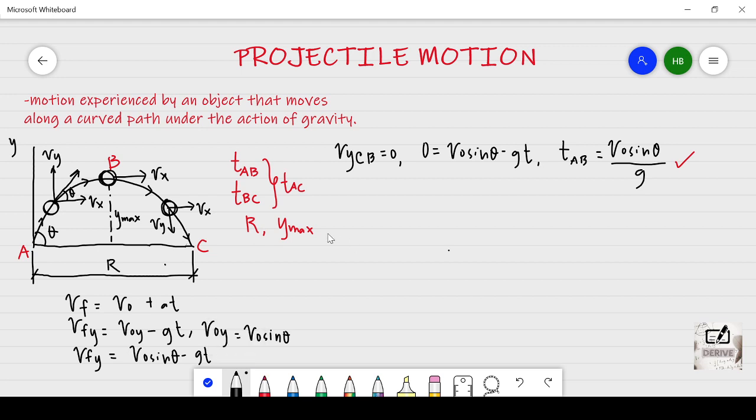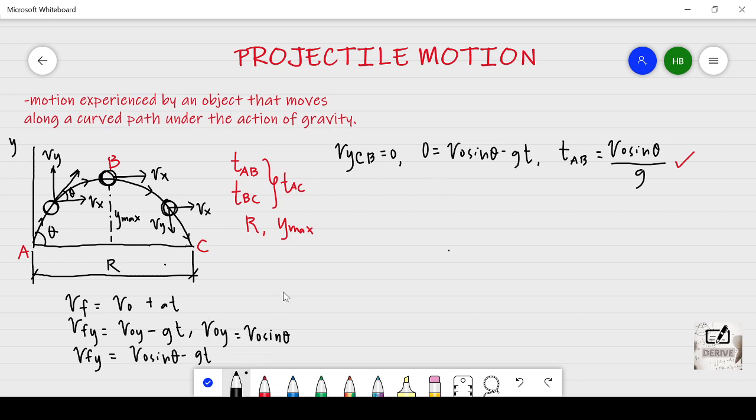And as you notice, at point B there's the Y max. Of course, at the Y max you have no vertical velocity, and that's why your VFy at point B is equal to 0. There's only horizontal velocity at your Y max.